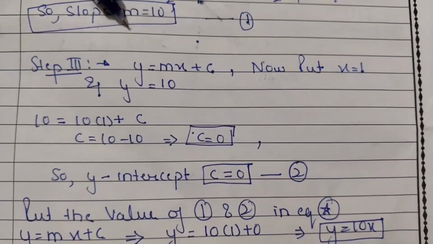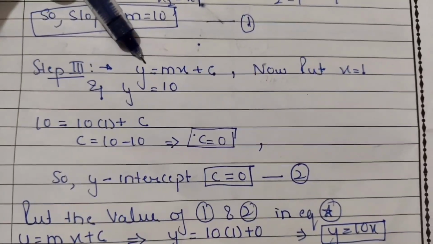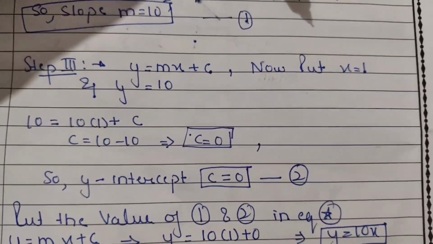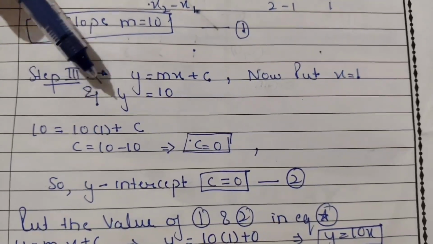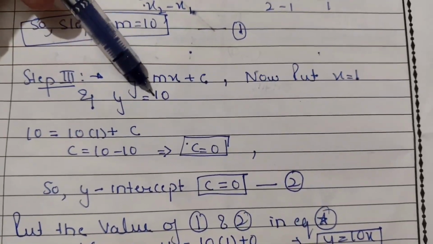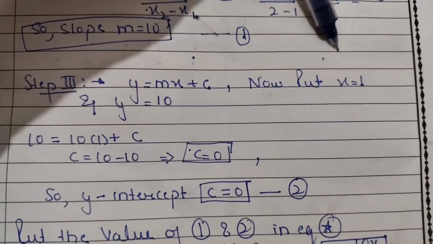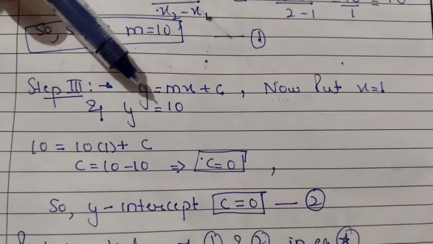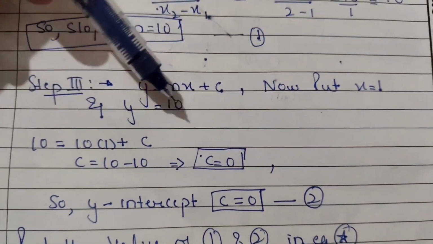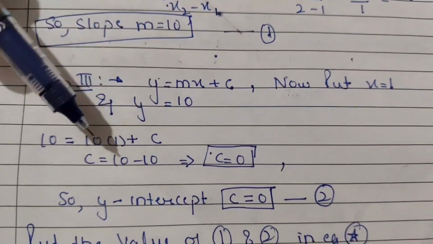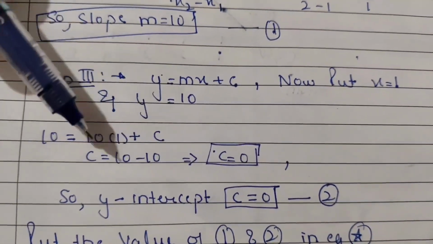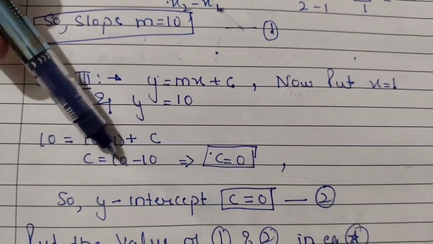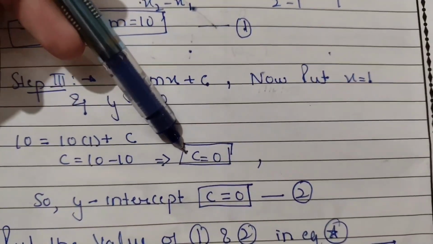Now in the general equation, that is y equals mx plus c, put the value of x, that is the study of 1 hour, and put the value of y, that is equal to 10. With the study of 1 hour we get the score of 10. Now put all these values in this general equation. We get 10 equals 10 into 1 plus c, that is c is equal to 10 minus 10. So the c becomes 0.